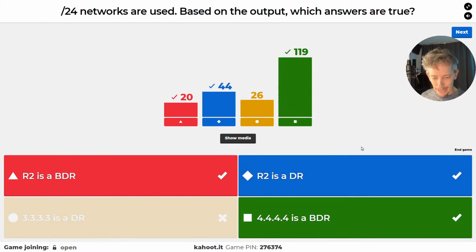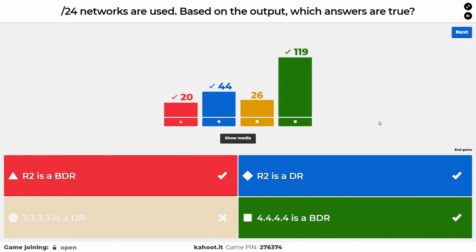All right, so a lot of people got green correct. A bunch of people, 44, got blue correct, and a very thin margin of you got 22. Our R2 is a BDR, and I think I just explained why. All right, so thank you for participating. Oh my gosh, it's so great to have you here.